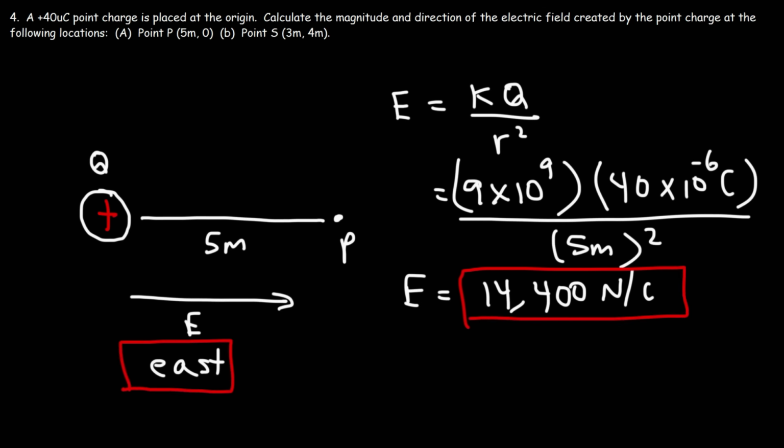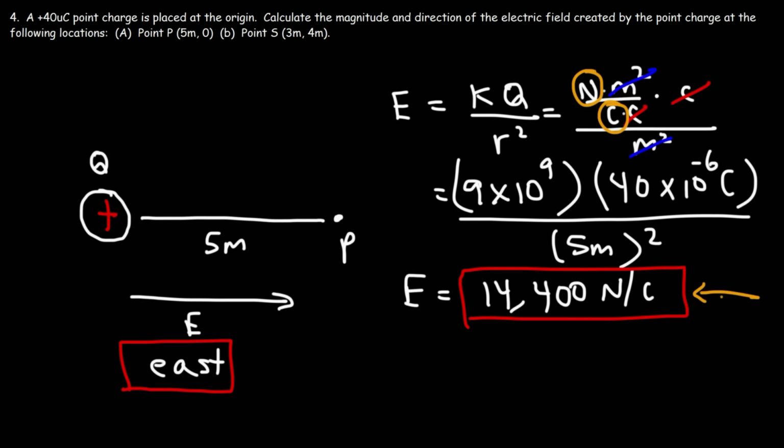For those of you who want to understand how the units work, here it is. So K is in newtons times square meters over square coulombs. Q is in coulombs, and R is in meters, so we have square meters. As you can see, square meters cancel. Now, coulomb squared, we can write that as coulomb times coulomb. So we can cancel one of the coulomb units. Thus, we're left with newtons per coulomb, which is what we have here.